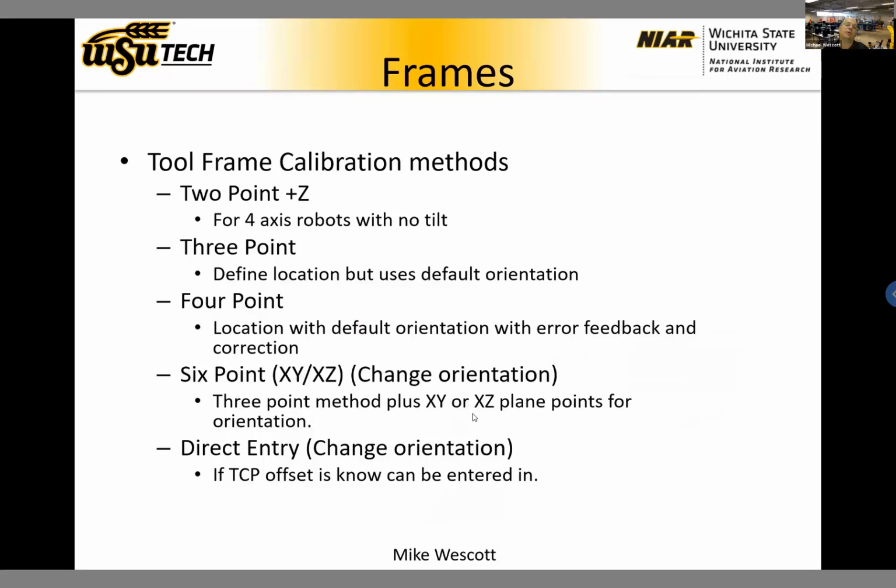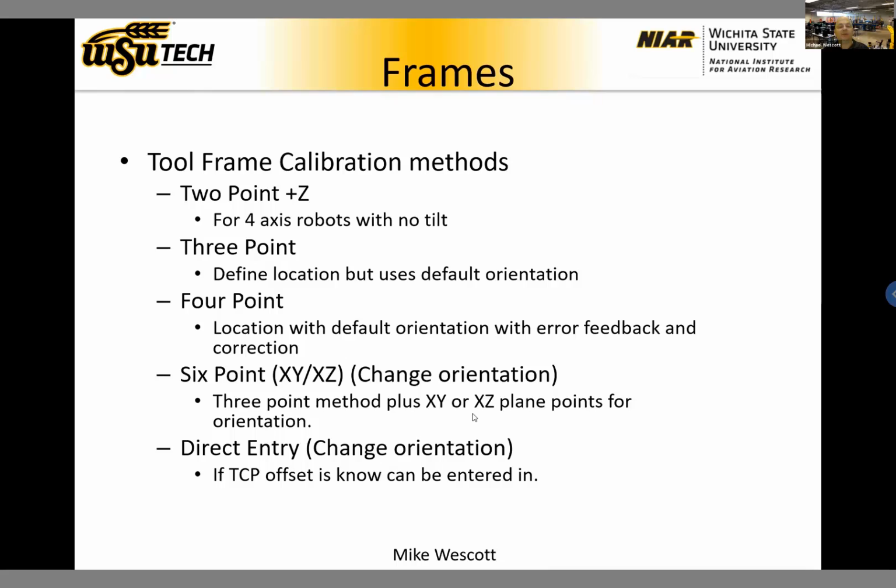All right, when we go to calibrate tool frames, there are, we'll say, 6 different methods. One of them is mainly used for 4-axis robots with no tilt, the 2-point plus Z method. We will not learn how to use that method in this course. We typically use articulated robots, so we don't have a need for it in this program.